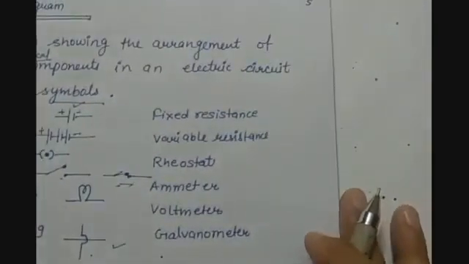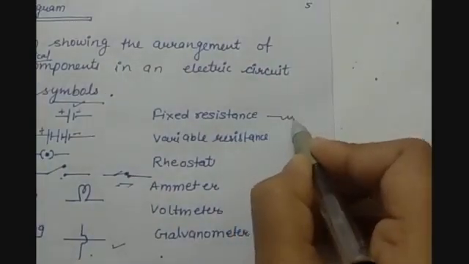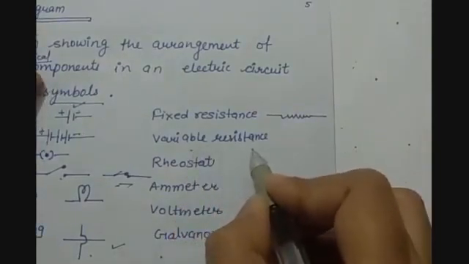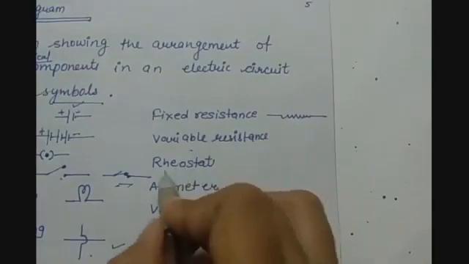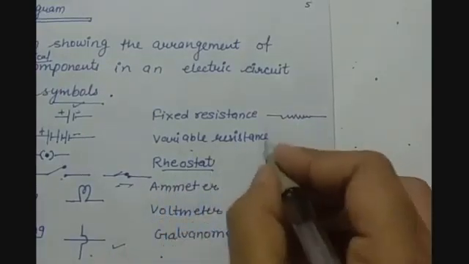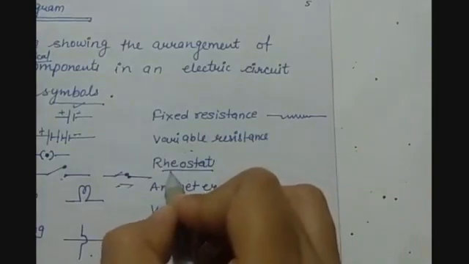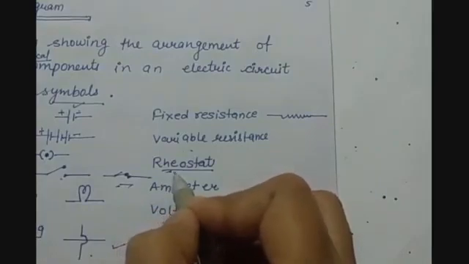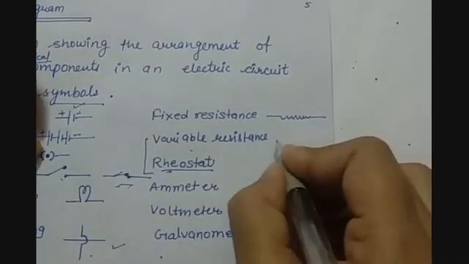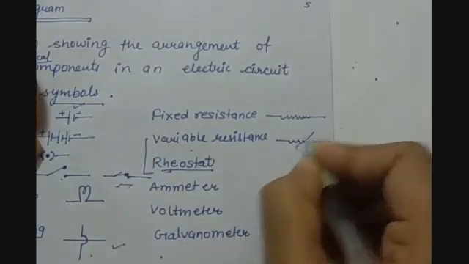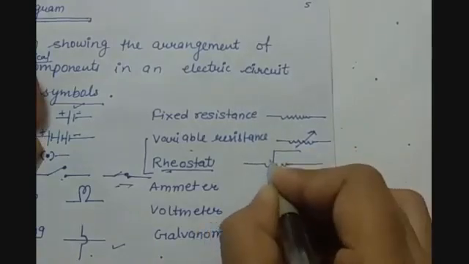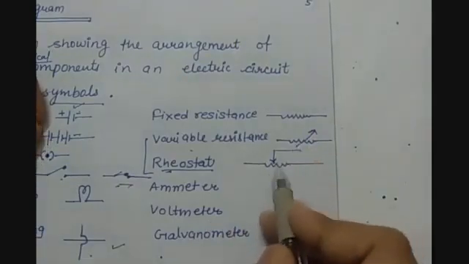Then we have a fixed resistance, which is shown with the help of a zigzag line. Variable resistance, where we can vary the value of resistance, is done with the help of a rheostat. A rheostat is the electrical component which is used for having variable resistance values. So both are the same, but we can have this symbol or this symbol. They both are for variable resistors.